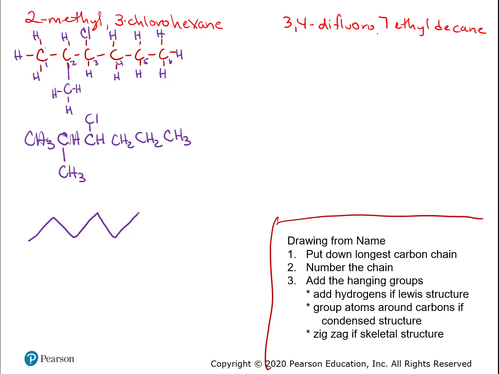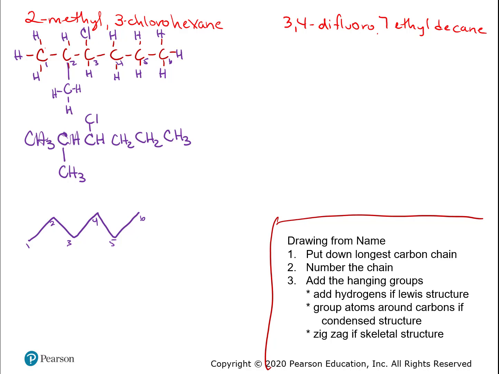So that's a hexane. Now, number 2, I would still number the chain. I mean, now if you can remember, okay, well, I'm just going to hang a methyl off of 2 and a chloro off of 3, you're good. But you could also go back and number this. So this would be 1, 2, 3, 4, 5, 6. So there's the carbons in the chain.